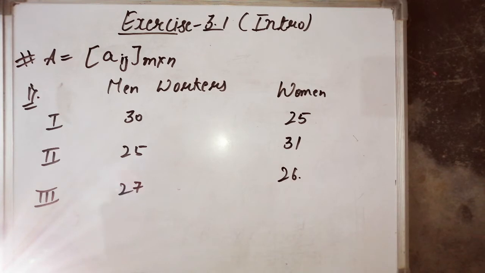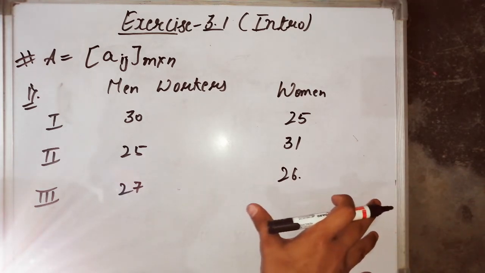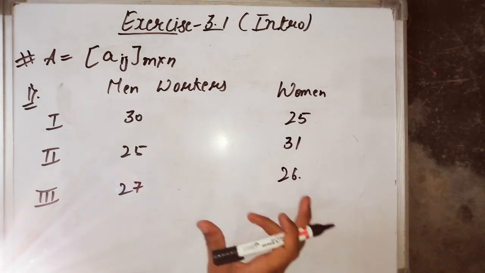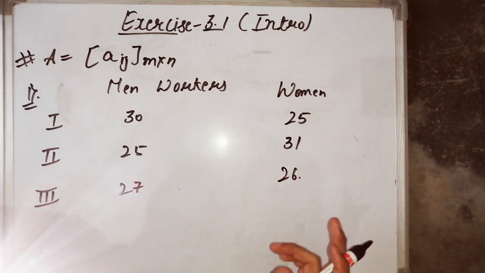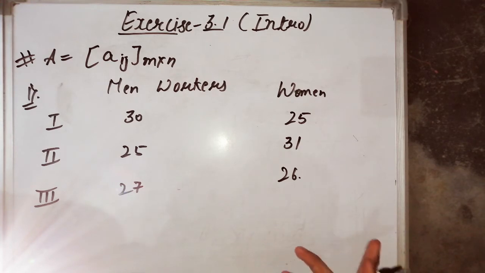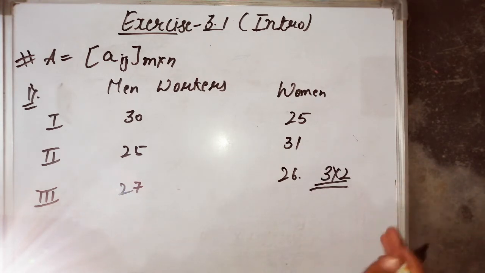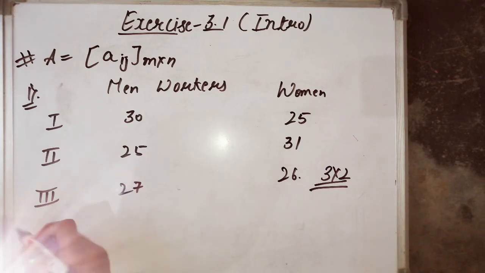Okay, this is the information which is provided to us, and we need to present this information in the form of a 3 cross 2 matrix. I'm writing 3 cross 2 matrix here. Now let's have a look at the solution.